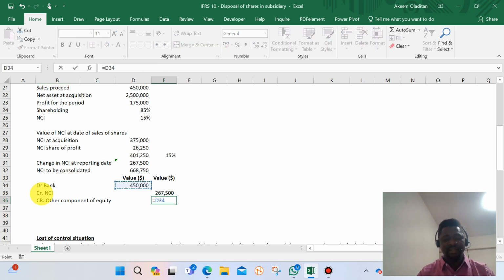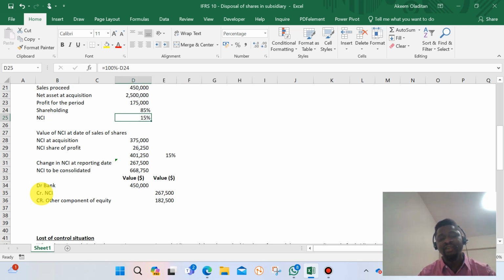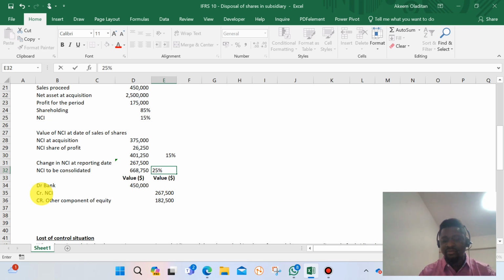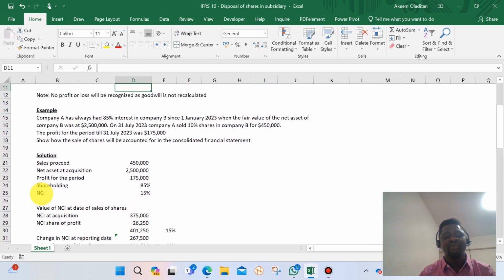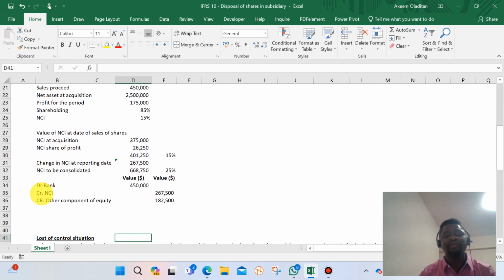So in this instance, this is not profit or loss on disposal. It's just to demonstrate what has happened. Because when you sell 10%, it means the initial 15% of NCI has increased to 25%. So the new value of NCI at 25% is 668,750. How that value has increased is this 267,500. So that is how a control to control situation is treated in consolidated financial statements.